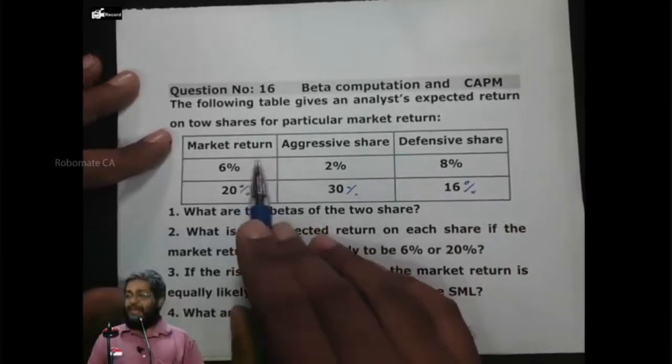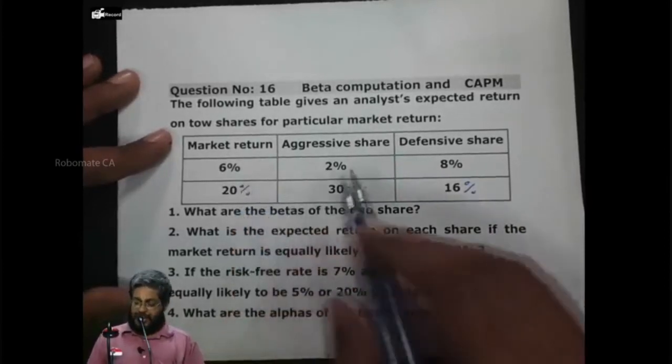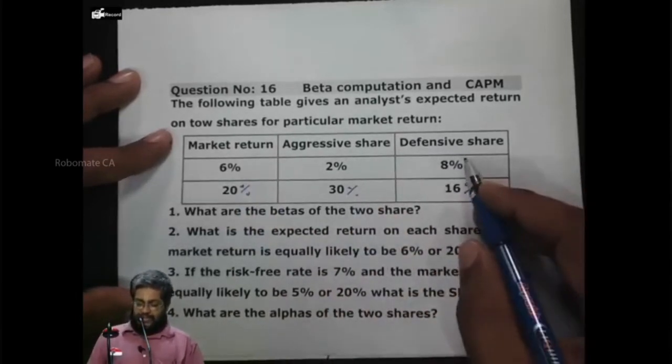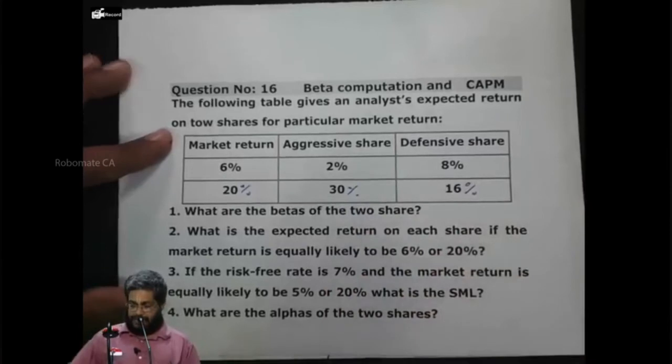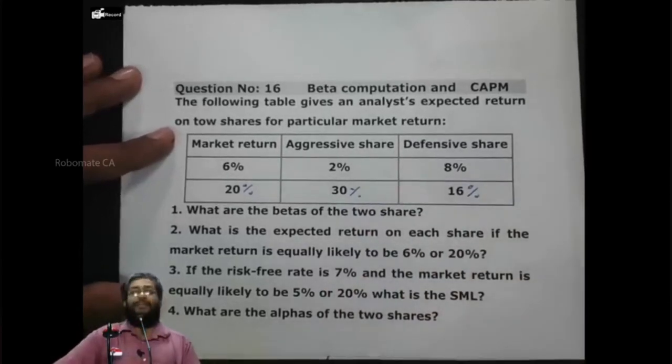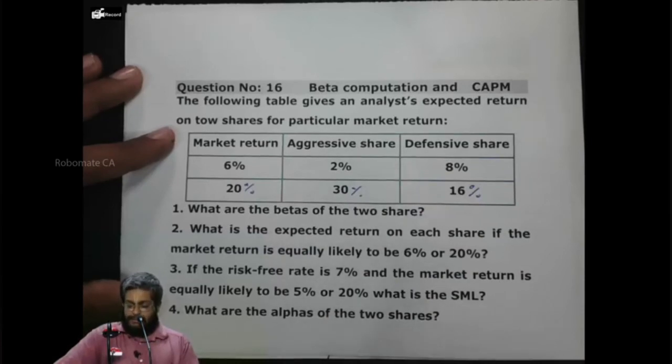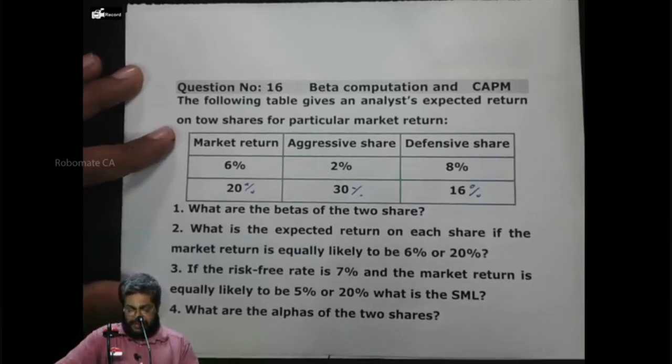So market return may be 6%, 20%. Aggressive can give me 2%, 30%. And defensive is 8%, 16%. What are the betas of the two shares? What is the expected return on each share if the market return is equally likely to be 6% or 20%?